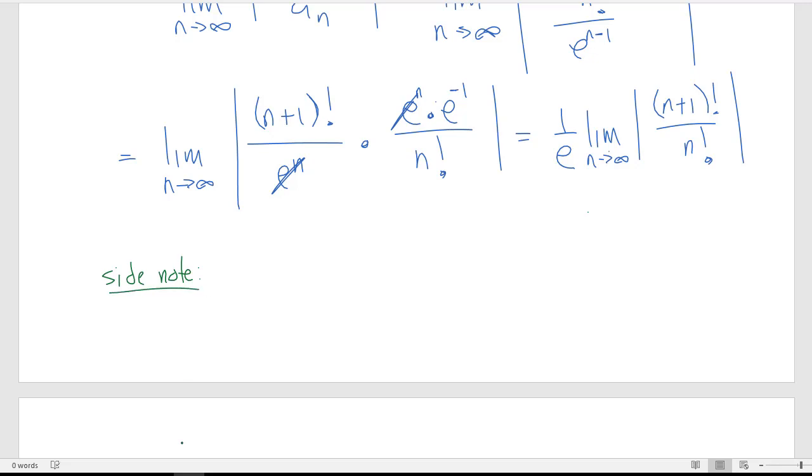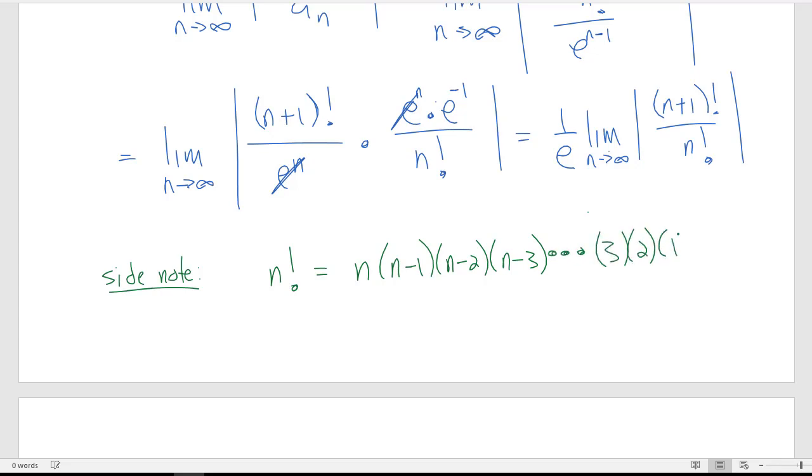So the definition of a factorial, let's say n factorial, is defined as being n times n minus 1, n minus 2, n minus 3, dot, dot, dot, all the way down to 3 times 2 times 1. So in words, a factorial is defined as being the product of n and every successive positive integer, or whole number, all the way down to 1.